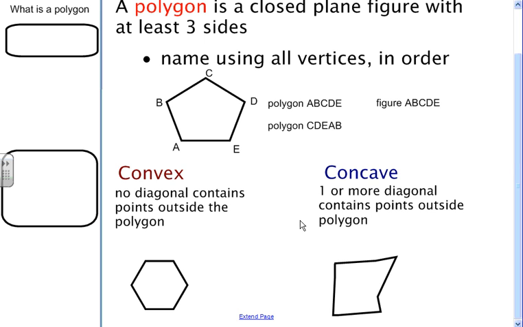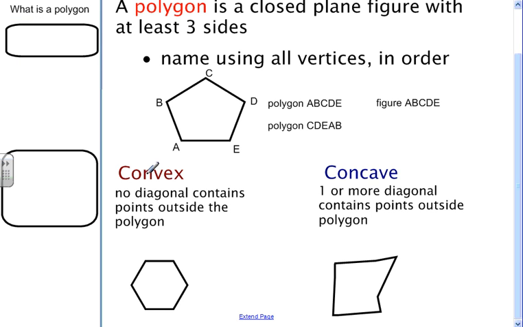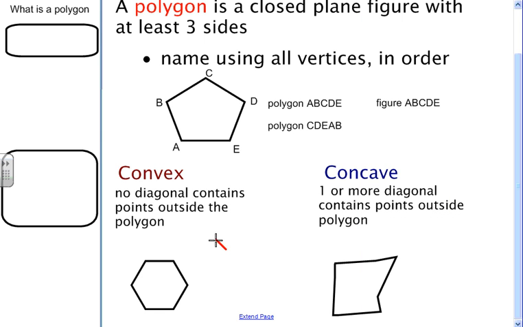Okay, now there's 2 different types of polygons. The first one is what we call a convex polygon. And convex has to do with the shape of the polygon. Now, the specific definition of a convex polygon says if I'm going to draw all of the diagonals of the polygon, none of those diagonals are going to contain points outside the polygon.